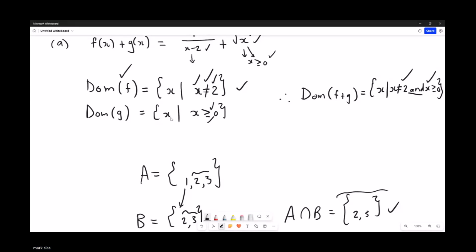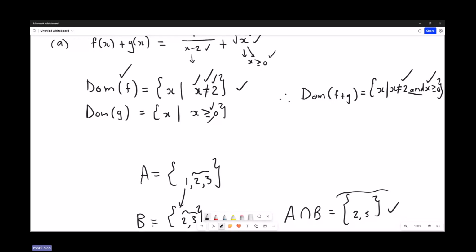Unlike the union, intersection refers to elements common to both A and B. It's common to both, so that's why we say AND. Even when we speak, we say AND. So it's just mathematical logic. That's their jargon, right? Okay.